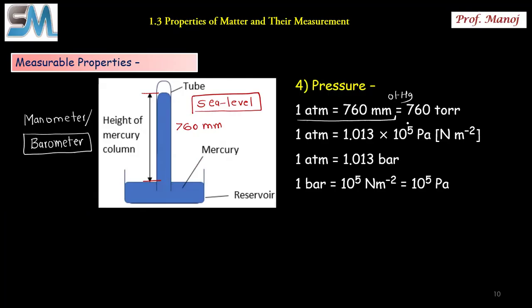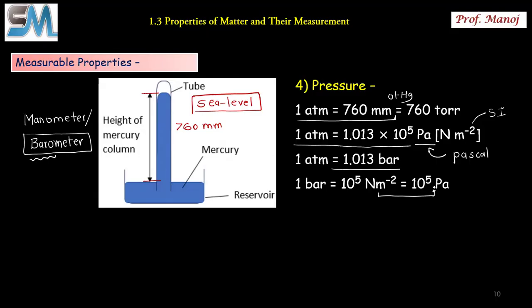Converting this into different scales, you can have a scale of Pascal. This is known by the name Pascal, a scientist who worked in measurement of pressure. So 1 atmosphere is also 1.013 into 10 raised to 5 Pascal. Pascal in SI system becomes Newton per meter square. 1 atmosphere is also the same as 1.013 bar. Bar is another unit coming from the word barometer. 1 bar is also 10 raised to 5 Pascal because Newton per meter square is the same as Pascal.